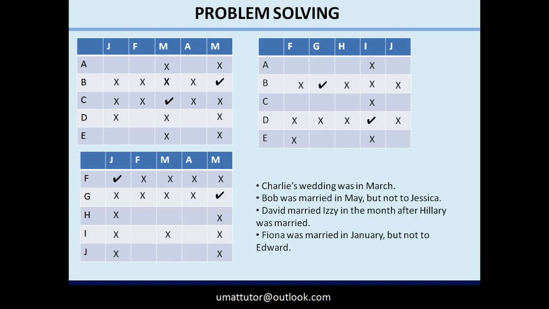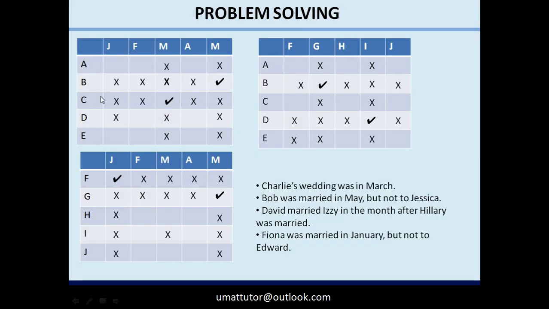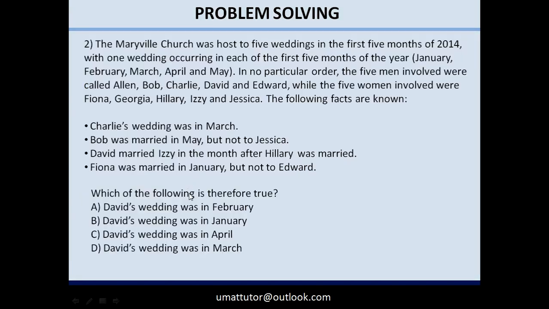So if we move on, the first question is, which of the following is therefore true? Which month was David wedded in? So if we go back, we can see that David could only be married in February or April. So already you cut out 2 options.